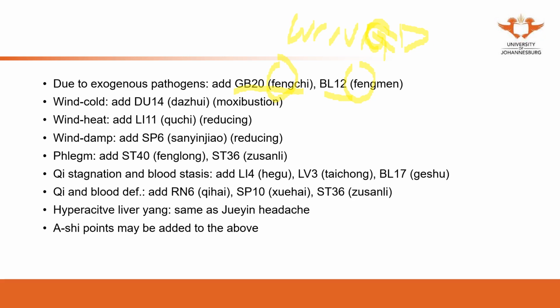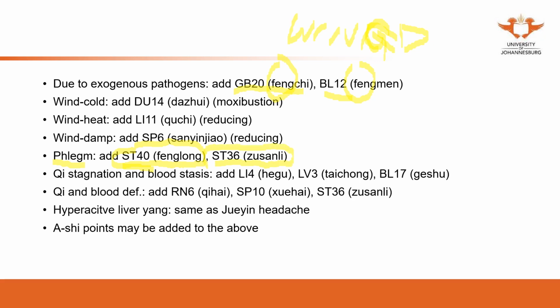Due to phlegm, stomach 40, we have emphasized quite a few times. Stomach 40 is very important to clear the phlegm, no matter the visible phlegm or invisible phlegm. We can use stomach 40, stomach 36 to tonify the spleen.